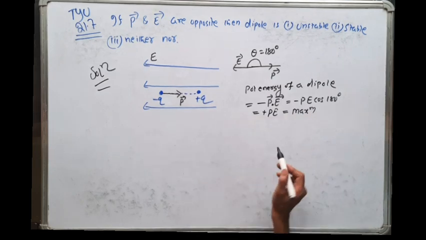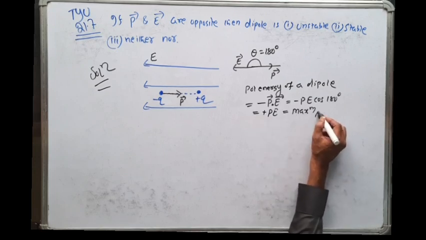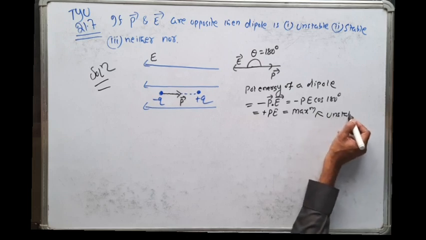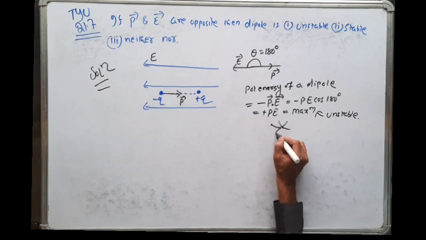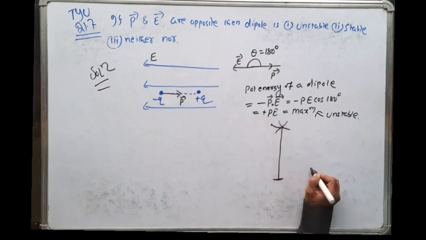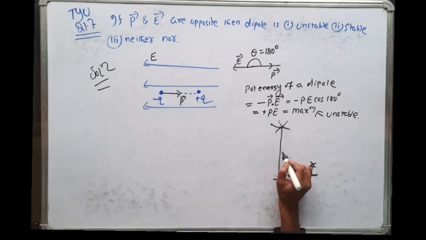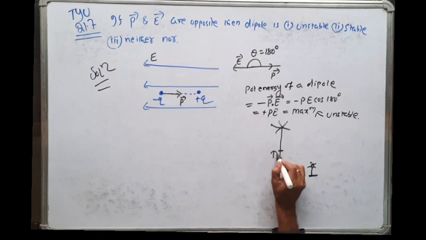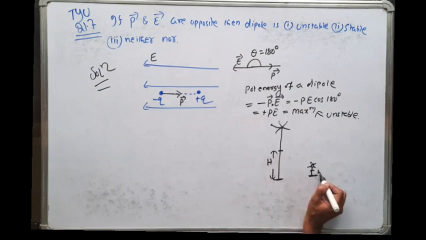And we know that if a body or a system has maximum potential energy, then it is unstable. Just imagine a bigger, large tree and a small, short tree. Which is stable, and which is unstable? You see, the bigger tree has its center of mass up here. The height is more than that of the smaller tree.